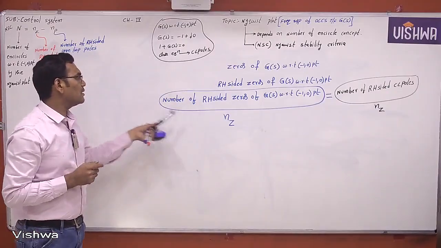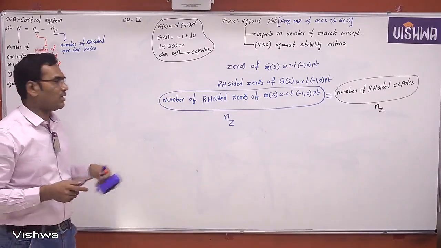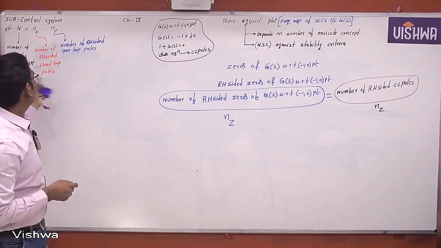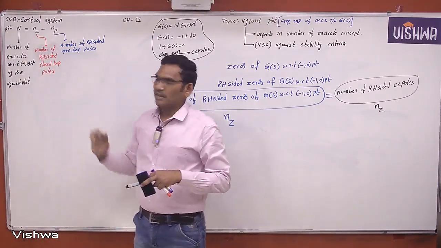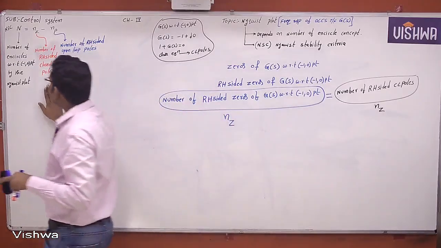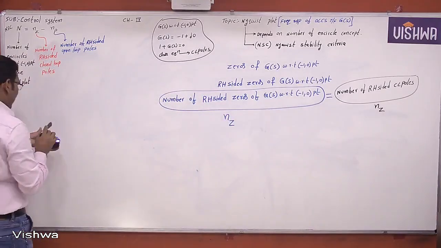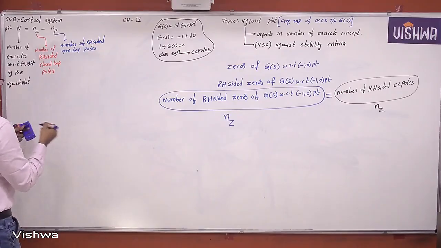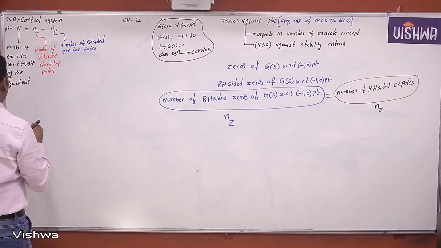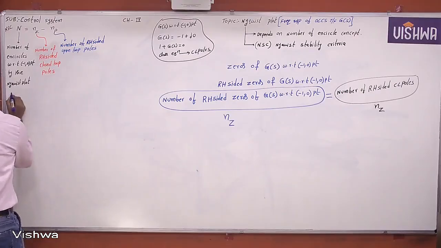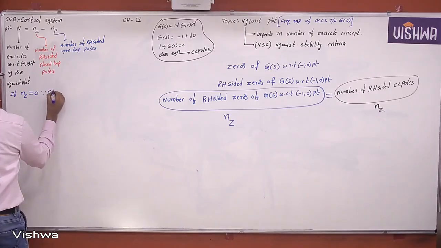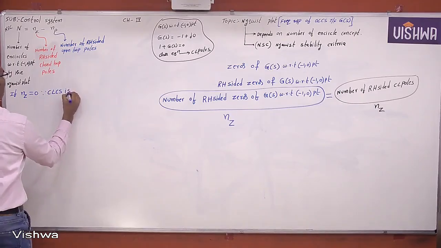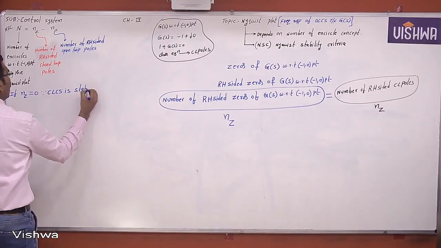If you understand this, then you can easily understand the Nyquist plot. Okay, note this down. According to Nyquist, the number of encirclements is this. Now you tell me: according to Nyquist, if NZ equals 0, what happens? If NZ equals 0, the closed loop control system is 100% stable.